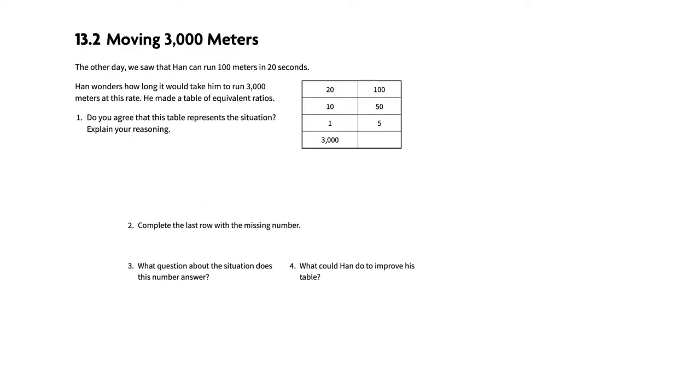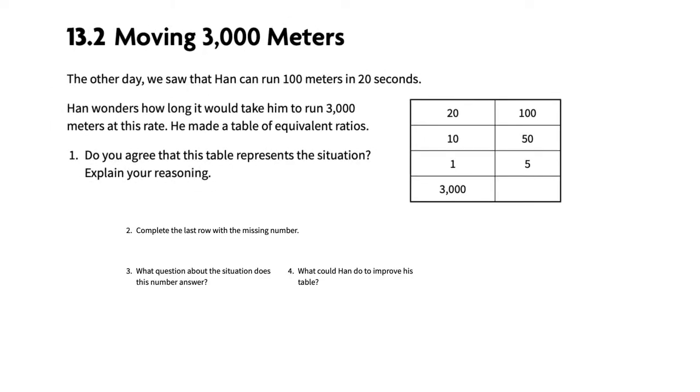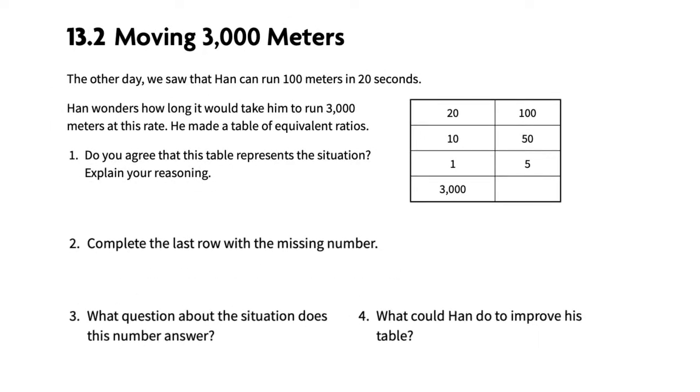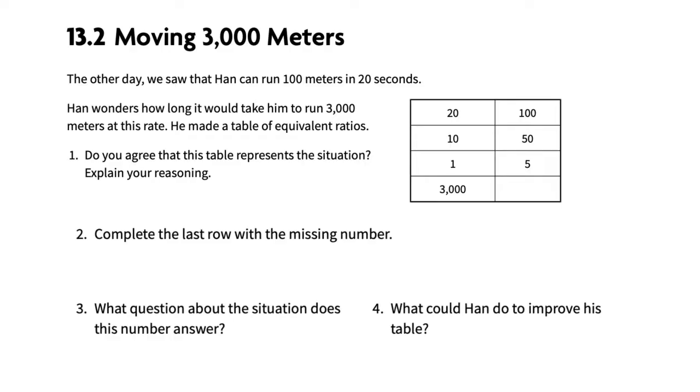So we have that table, that big old classic table here. Let's get these a little bit larger. And then it says, the other day we saw that Han can run 100 meters in 20 seconds. Han wonders how long it would take him to run 3,000 meters at this rate. So you can start to see 100 meters, 20 seconds right here.